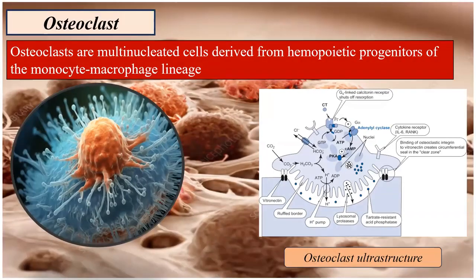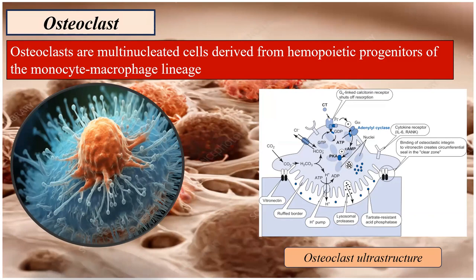Coming to the last cell, the osteoclast. They are multinucleated cells derived from the hematopoietic progenitors of the monocyte macrophage lineage. And there you can see that the osteoclast is quite different from all other cells. Okay, and they have this process, the ruffled border.